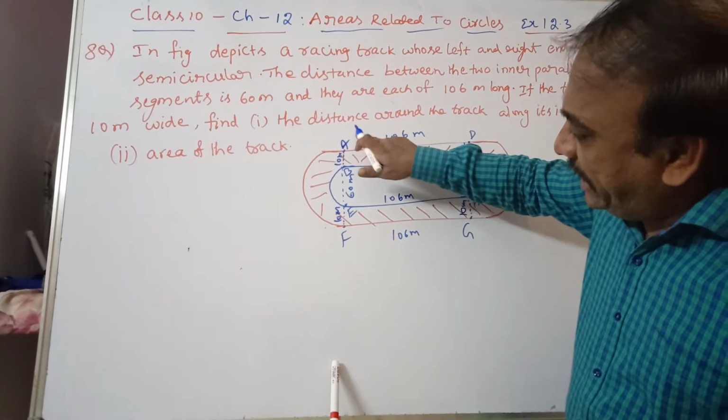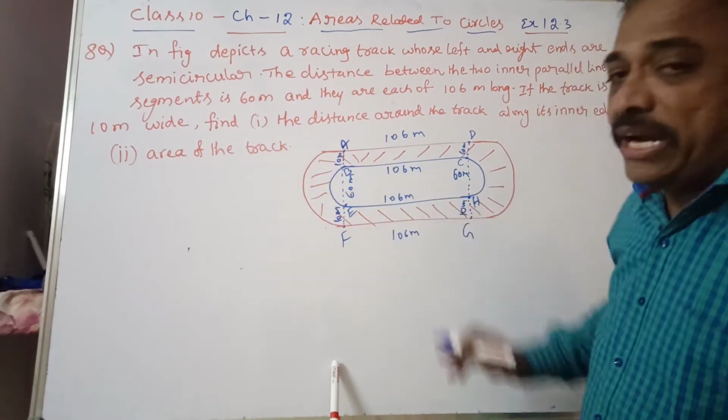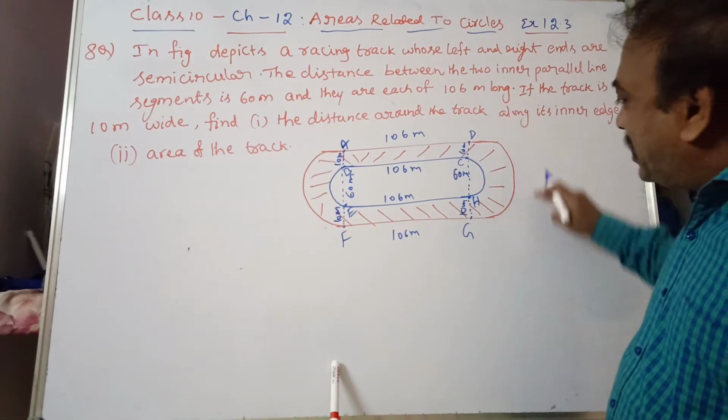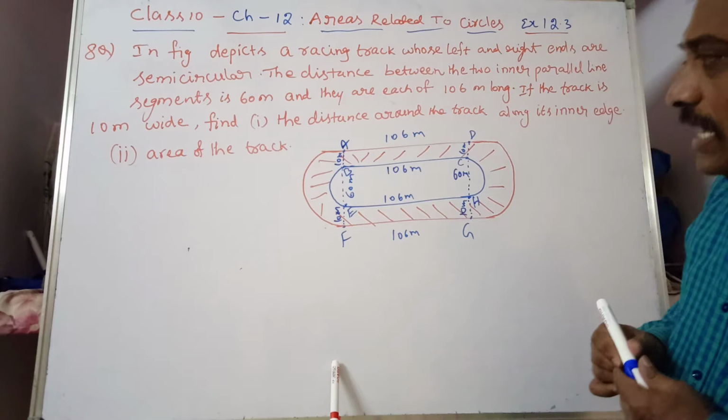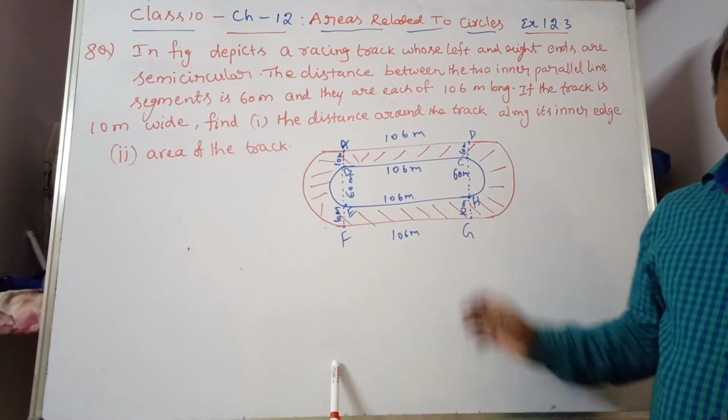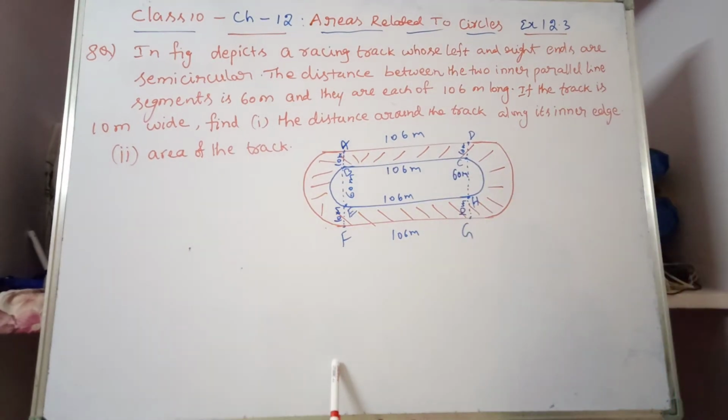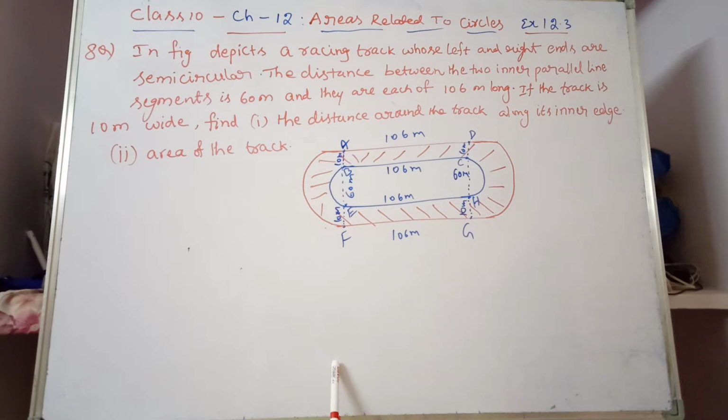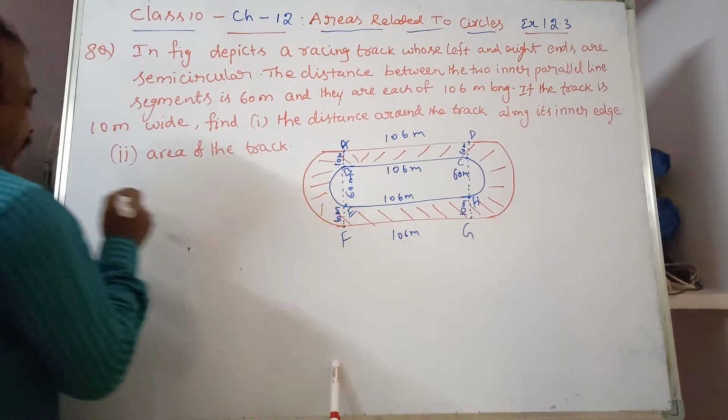Similarly, AF is one semicircle and DG is another semicircle. So by using those names, we are going to find out the total distance around the inner edge as well as the area of the track.